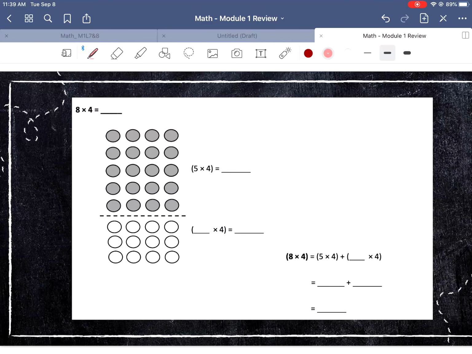So there will be a question on the assessment tomorrow asking a similar thing. So please make sure you understand how to find a total and how to find the number of boxes.